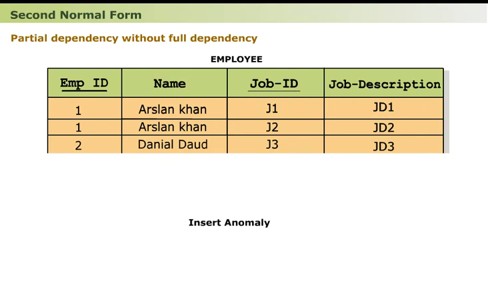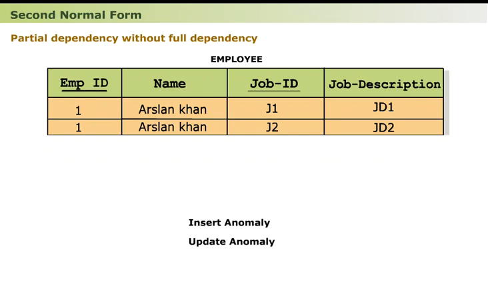The name update of an employee need multiple updates as it is stored redundantly. Thus, the table has update anomaly. If it is required to delete the employee named Daniel Daud, this leads to the deletion of job J3 data also. Thus, the table has delete anomaly.